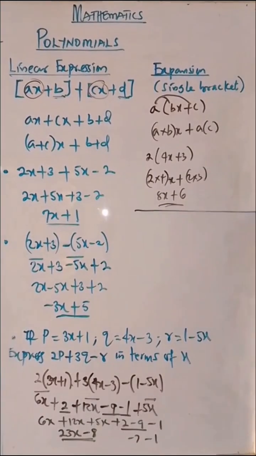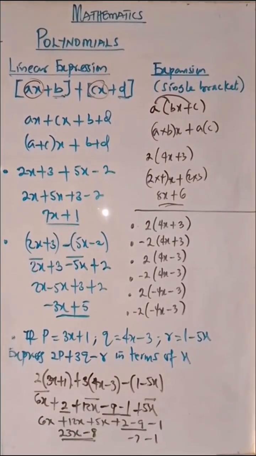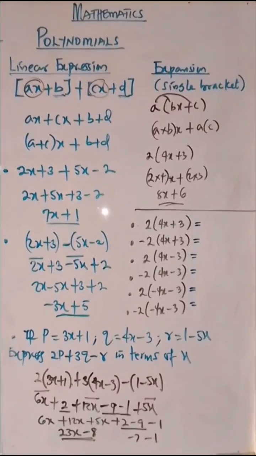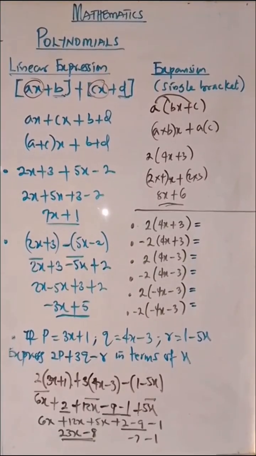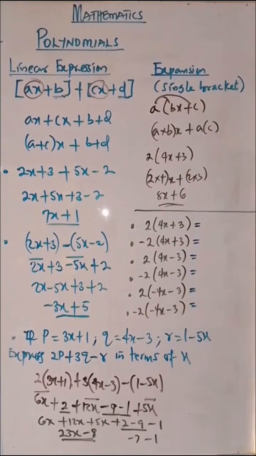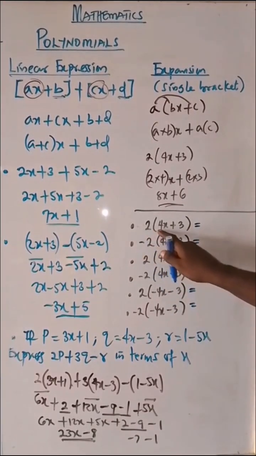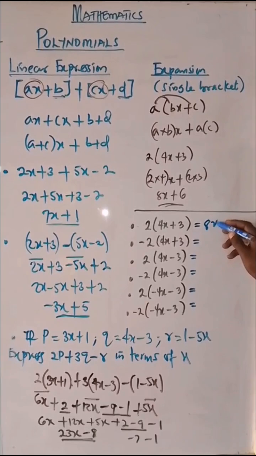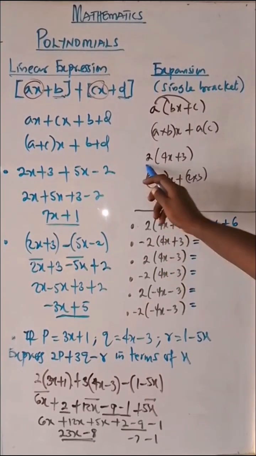Back here. Removing a single bracket, expansion with a single bracket. These are the possible combinations we have for the sign. So for the first one, it's very straightforward. 2 times 4, 8. So I write 8 with x. 2 times 3, 6. Simple. That's the example we have here.